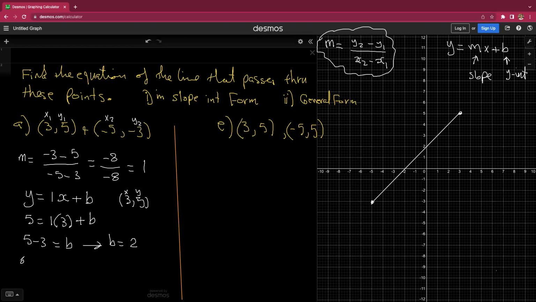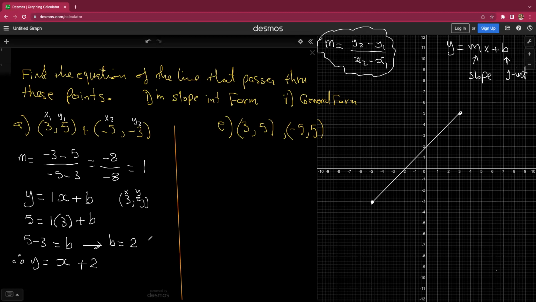And therefore, the equation in slope y-intercept form is y equals m, which is 1, and I don't even have to write the 1, x plus b, and b is 2. So that's the equation in slope-intercept form. If you like to write the 1 in here, by all means, but if we don't write it, we know there's a 1 in here. In general form, you have, sorry?